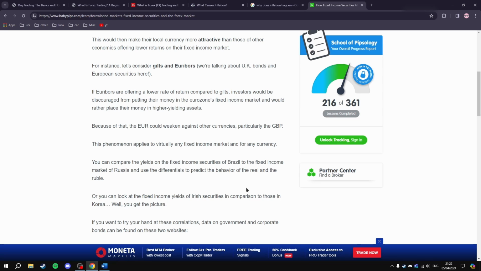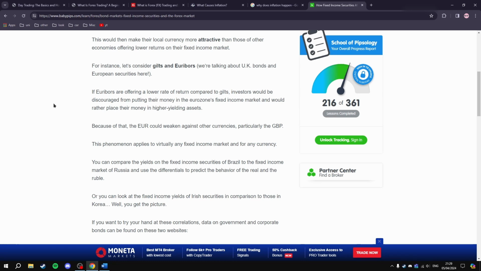For instance, let's consider gilts and Eurobonds. We're talking about UK bonds and European securities here. If Eurobonds are offering a lower rate of return compared to gilts, investors would be discouraged from putting their money in the Eurozone's fixed income market and would rather place their money in the higher yielding asset. Because of that, the euro could weaken against other currencies, particularly the GBP.